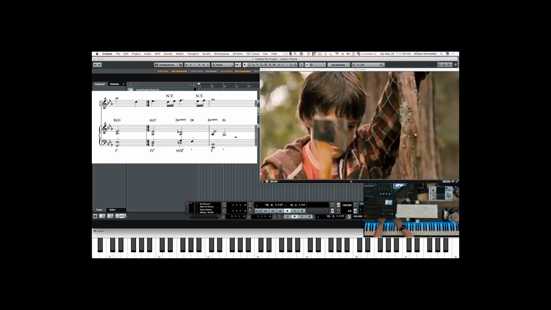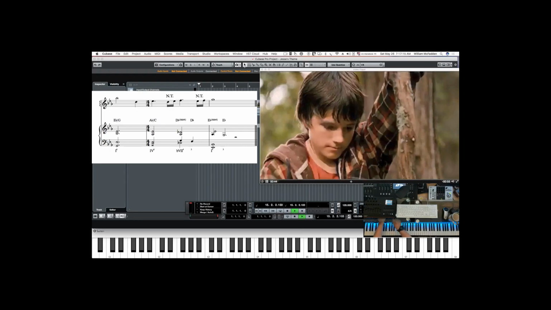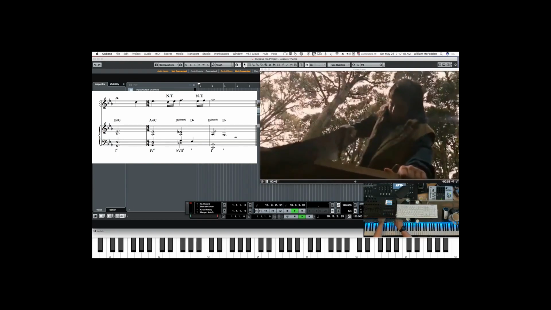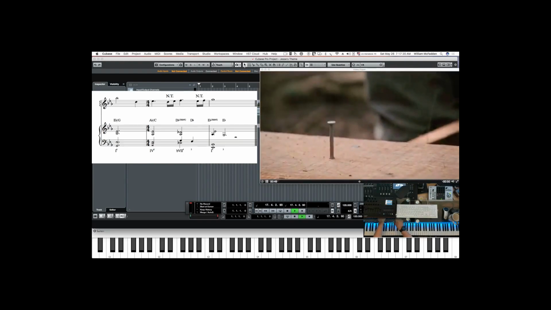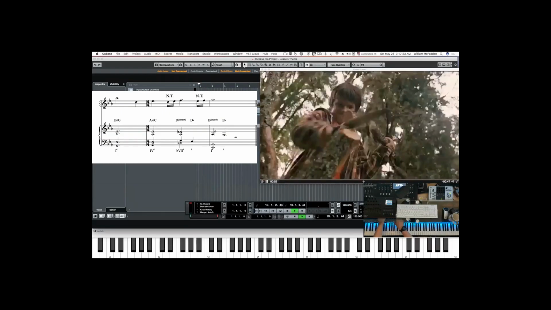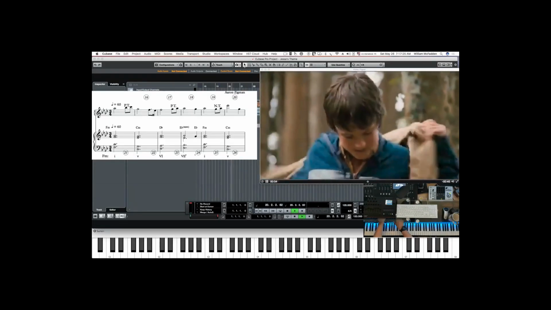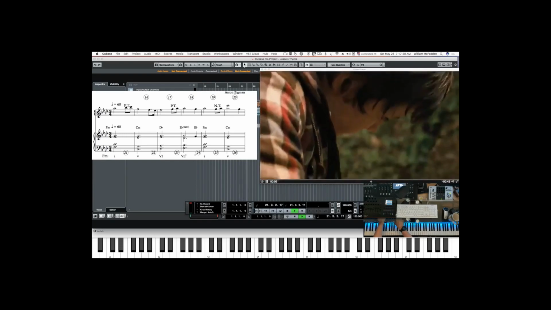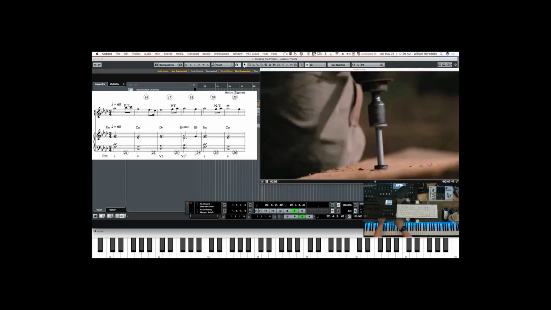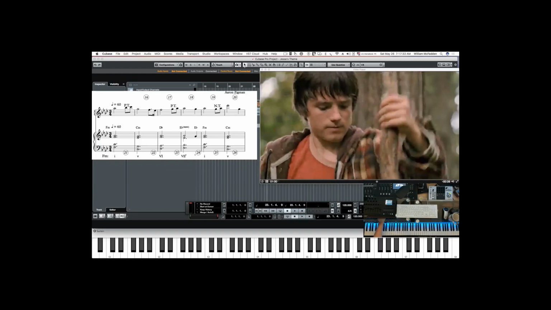So now we're going to go ahead and take a look at the last three measures, basically 12, 13, and 14, and then we're going to look at what Aaron Zigman does next as a modulation. Here we go. Okay, so let's go ahead and take a look at exactly what he did right there.